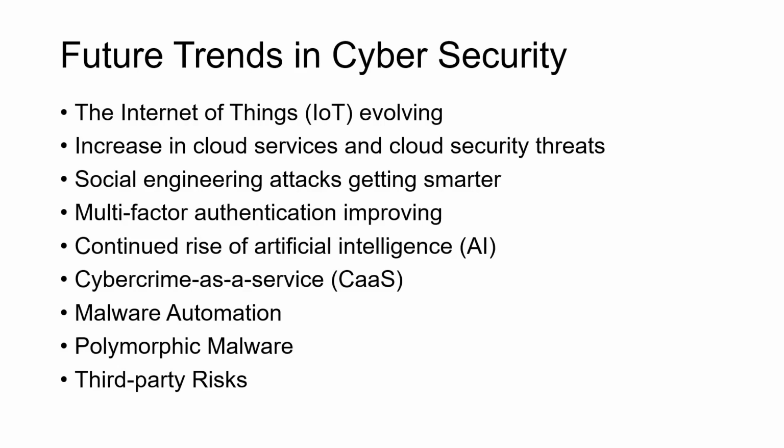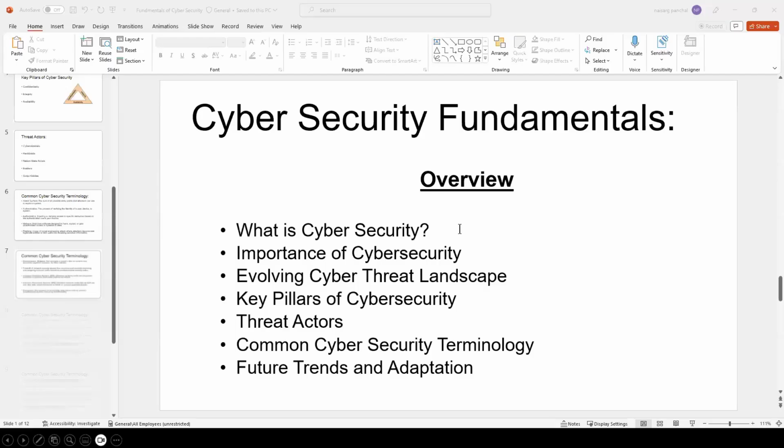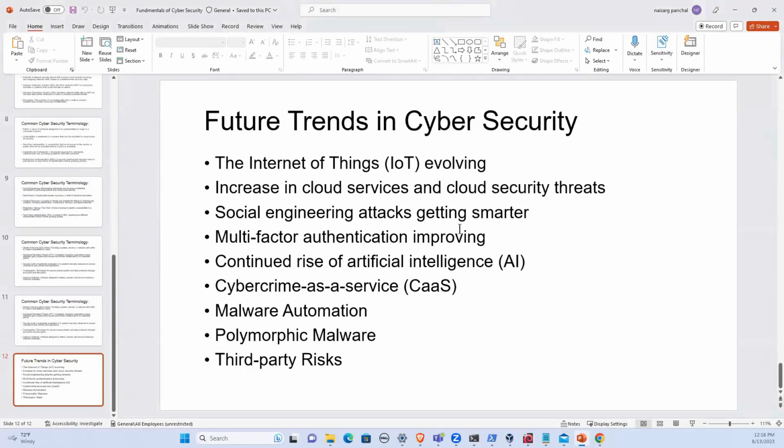Malware automations are there. Polymorphic malware is there. Third-party risk is there. Continued rise of artificial intelligence. AI is taking it over. EDR is basically taking support from artificial intelligence. It is flagging things depending on past behavior, and it predicts the future. Okay, this file is going to cause an infection in the system. So yes, these are all the things. That's it for today. Next week we're going to see the MITRE framework.